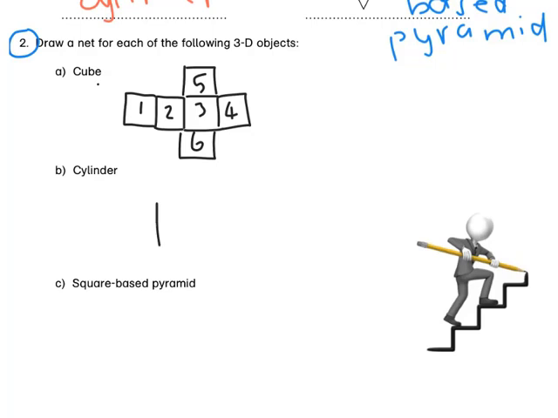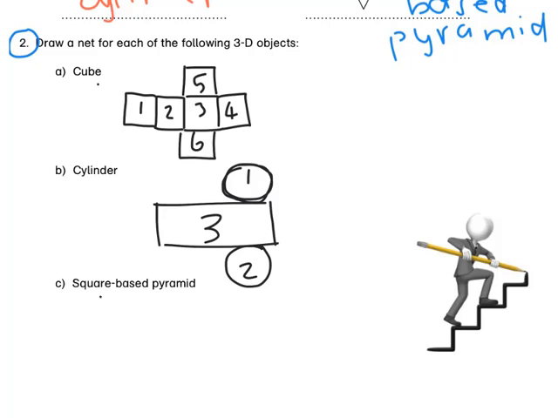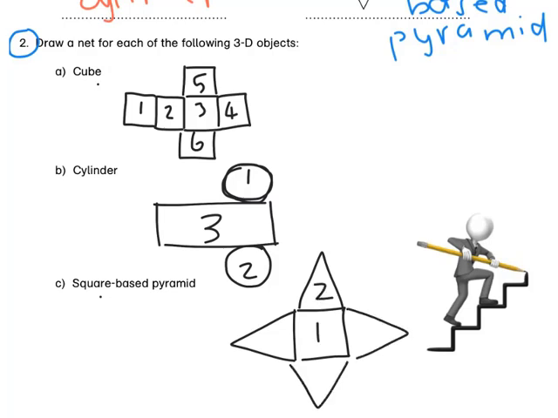Our cylinder, we have a rectangle, and then 2 circles that are joined. Sorry, they must touch. And that is our cylinder. 2 circles and 1 rectangle. Our square-based pyramid, we have 1 square in the middle with 4 triangles that fold up. 1 square and 4 triangles to make 5 faces in total.